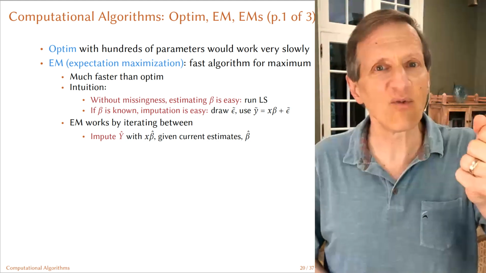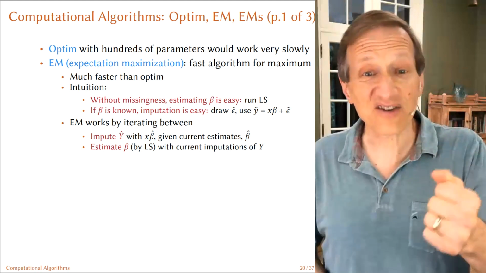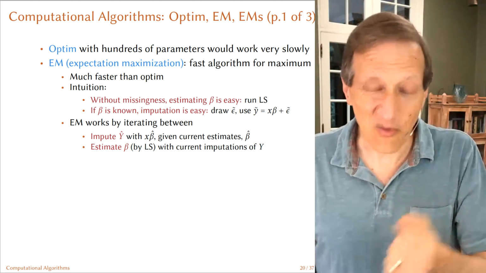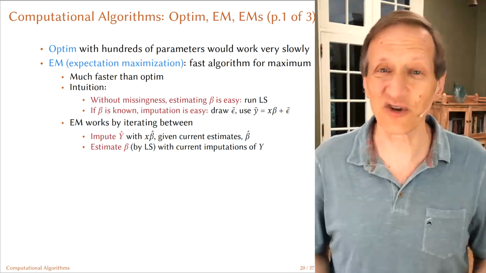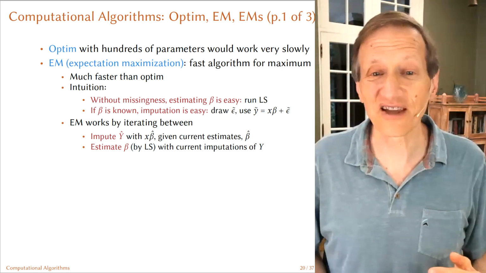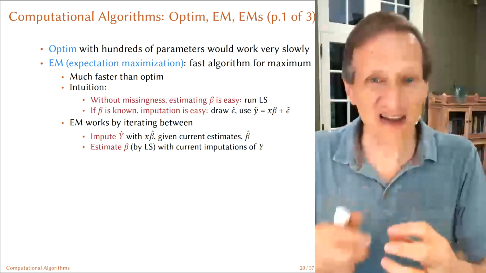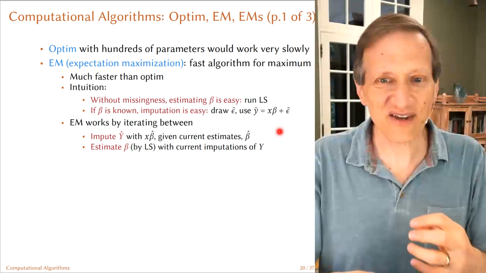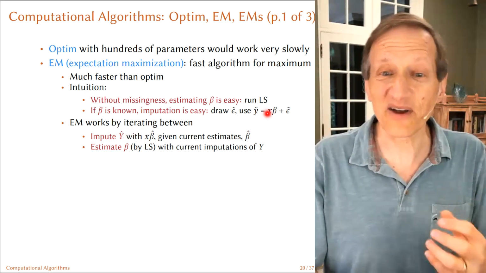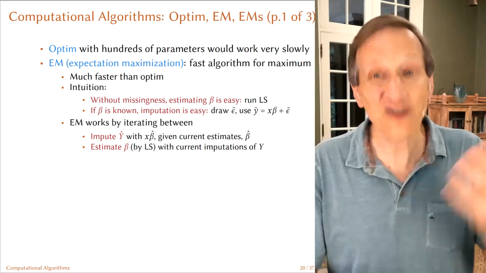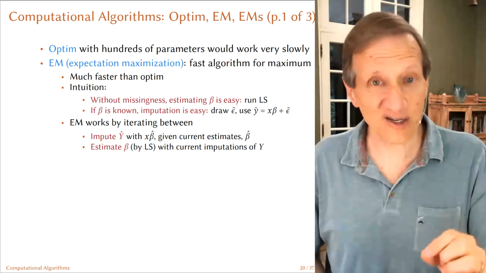But now we have y hat, or at least our current estimate of y hat. Remember I said if you have the y's, if everything's filled in, then you can easily estimate the betas by just running least squares. So that's what we do next. Then you go back, and now that you have a new estimate of beta, you go back to this previous stage, and you impute y hat again. Then you have a better estimate of y hat, and you estimate beta again. You keep going back and forth between those two, and that's all EM is. That's a special case of EM.